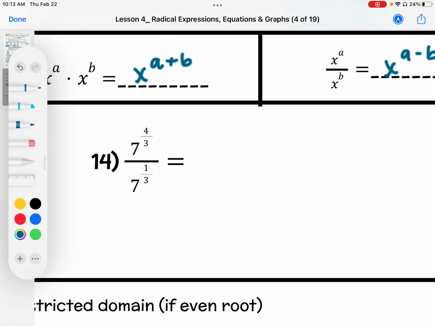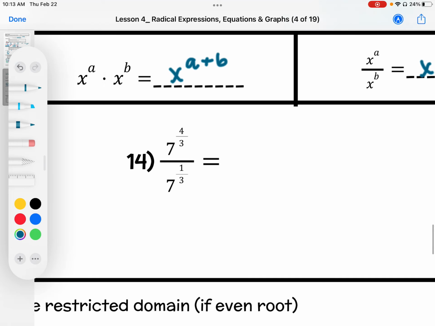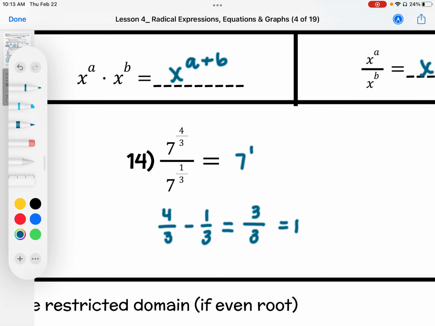All right, next one, now we're going to subtract our exponents. So because it's division, we want to do 4/3 minus 1/3. They already have a common denominator, so all you have to do is get 3 over 3, because 4 minus 1 is 3, which is just equal to 1. So this whole ugly fraction is just equal to 7 to the first power, which is just 7.